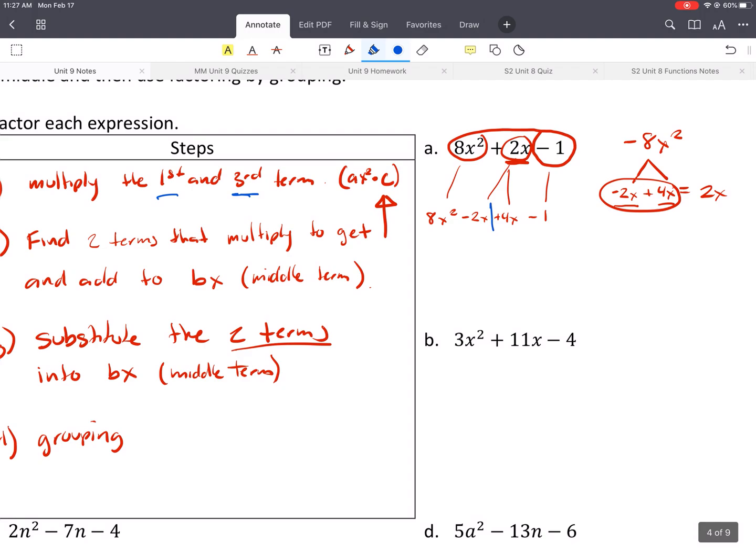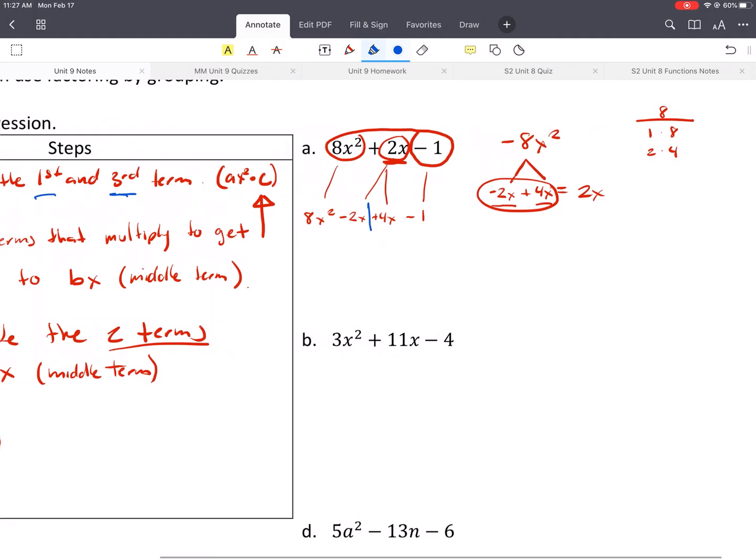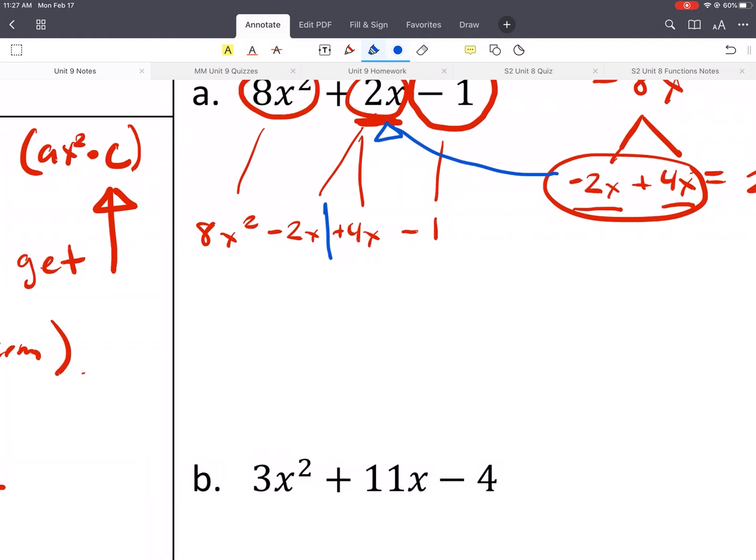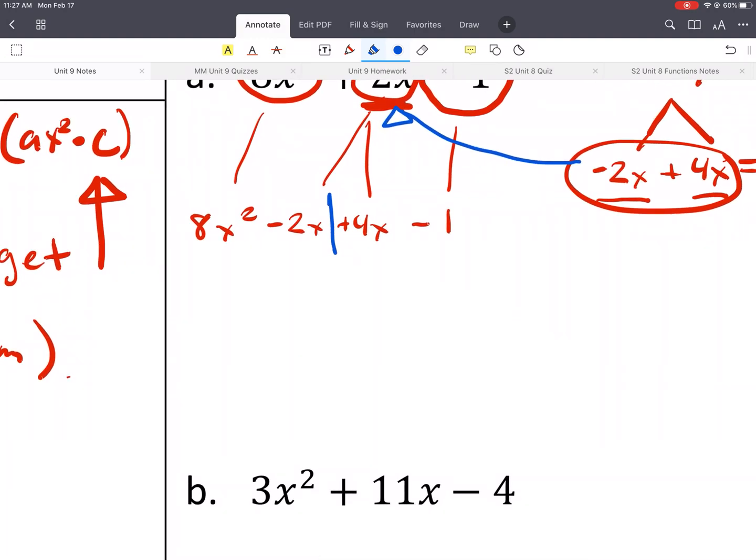And we thought about it. We even did factor pairs to try and figure out which factor pair would make that work. And there will always only be one that will make that work. So we found that out, and then we substituted in for the middle term, because those are equivalent to each other. And then step 4 is just to do grouping.